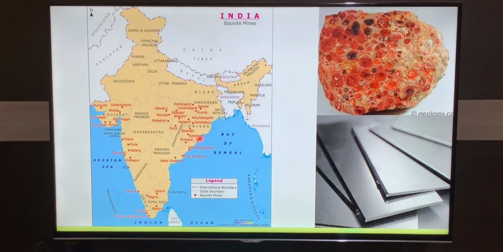Here's a picture of bauxite. Observe this carefully, children. This is bauxite, and bauxite is used in the manufacture of aluminium. The states which produce bauxite in India are Odisha, Gujarat, Chhattisgarh, Tamil Nadu and Madhya Pradesh. These are the places where bauxite ore is found. We have large reserves in these places.